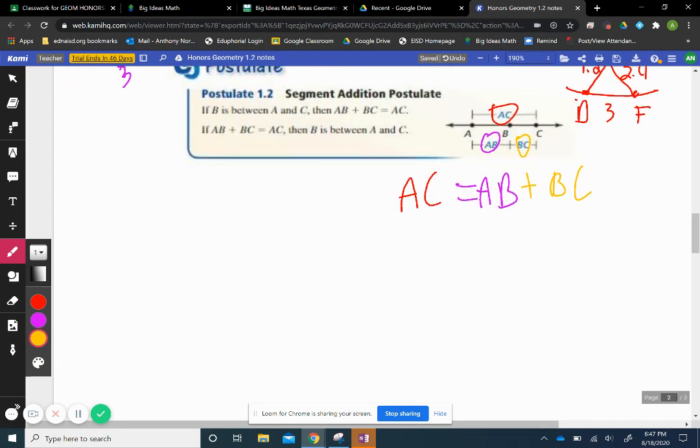So if we have something like this, that means we can very easily rearrange the formula to find other parts. So if we know AC and AB, we can find BC.